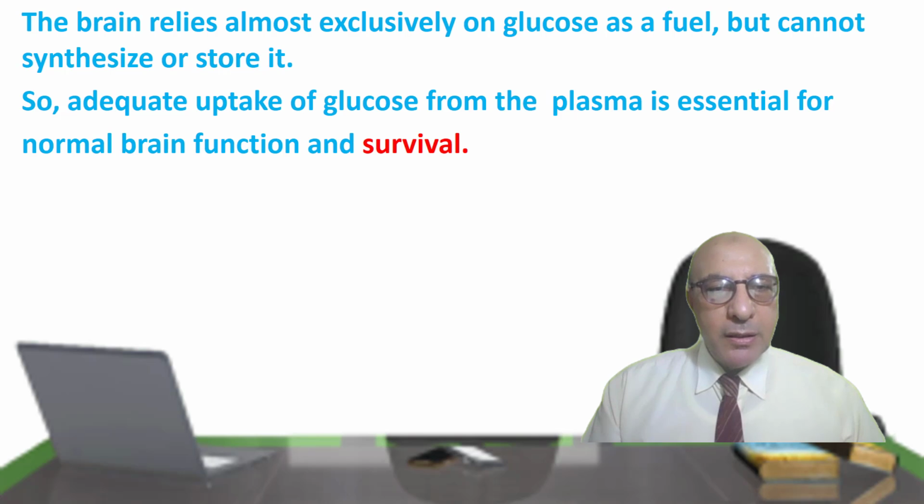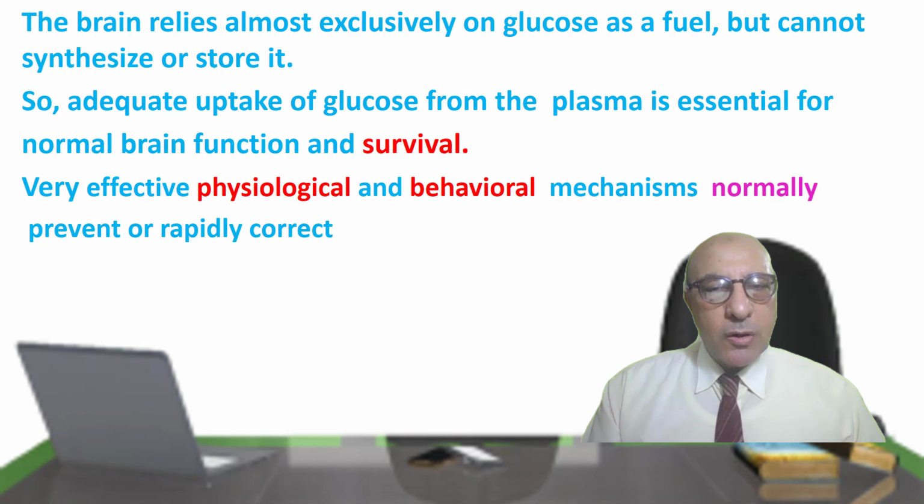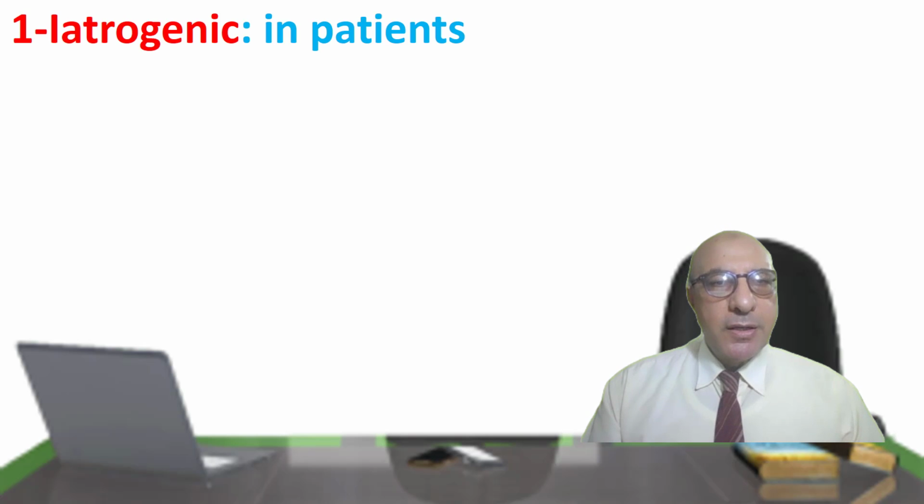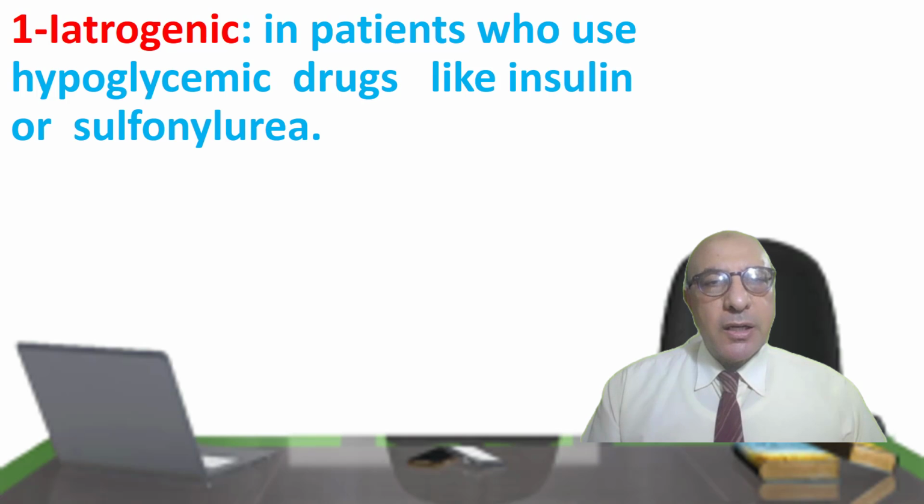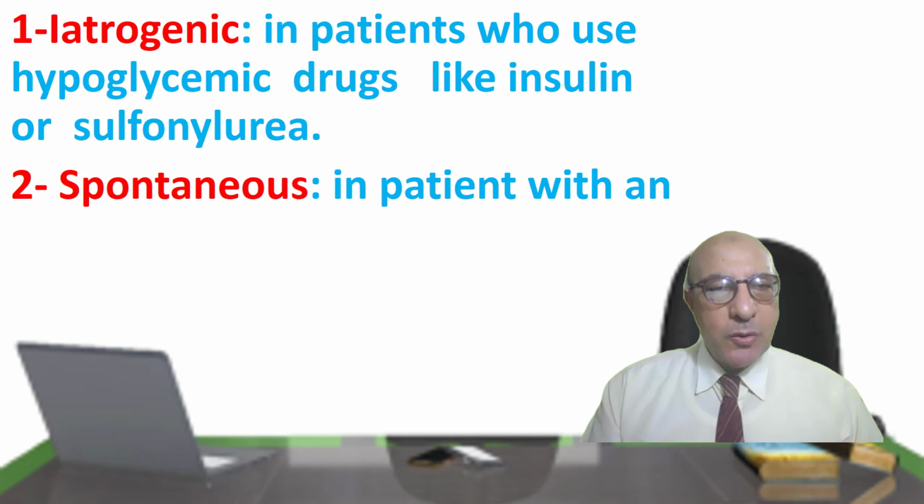And that's why very effective physiological and behavioral mechanisms normally prevent or rapidly correct hypoglycemia when it happens. Now, what about the causes of hypoglycemia? We have two main categories. The first is iatrogenic, meaning drug-induced hypoglycemia, usually in patients who use hypoglycemic drugs like insulin or sulfonylurea drugs, and this is the most common category.